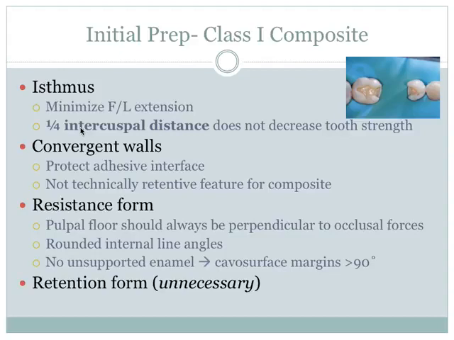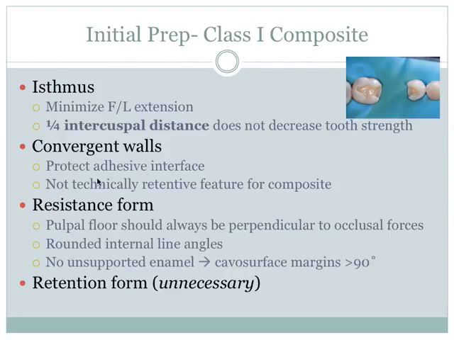The isthmus refers to the facial-lingual extension of the preparation design. Ideally, it should be no more than 1 millimeter, which is about a quarter of the intercuspal distance. This is so, again, you don't reduce the strength of the tooth. But as with everything we talk about here, you have to take it with a grain of salt, because the preparation is ultimately determined by the bounds of the disease.